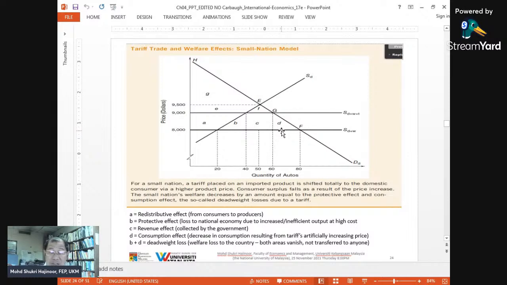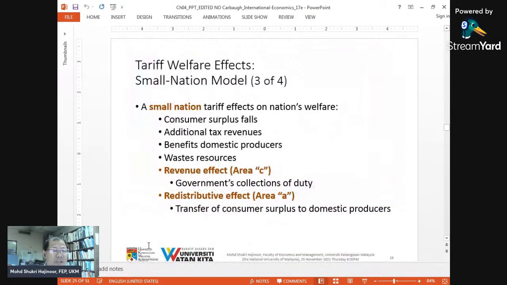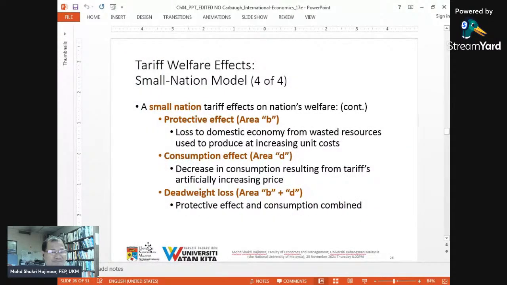Deadweight loss means loss of welfare to the society. Society pays higher prices for the goods in the country, and yet they consume less than before. So deadweight loss. Small nation. Now, large nation.